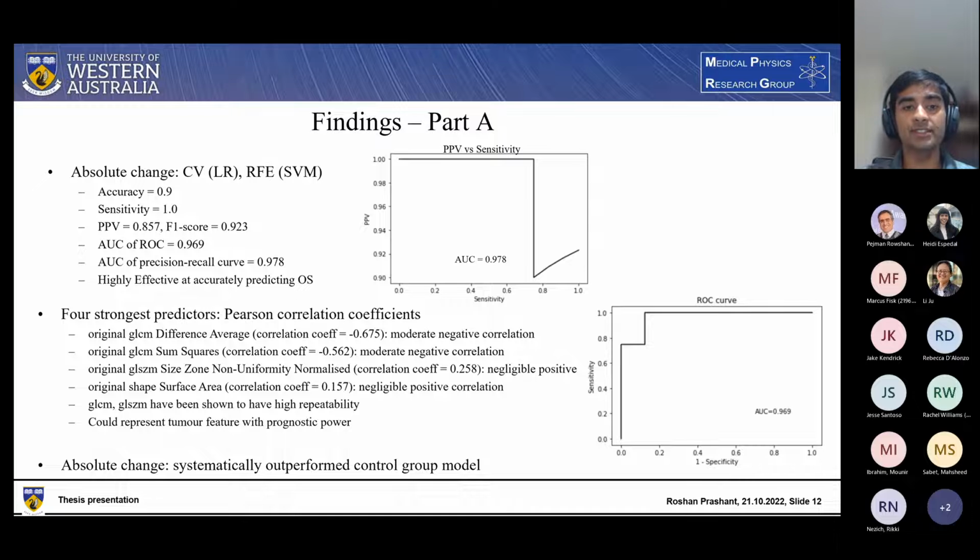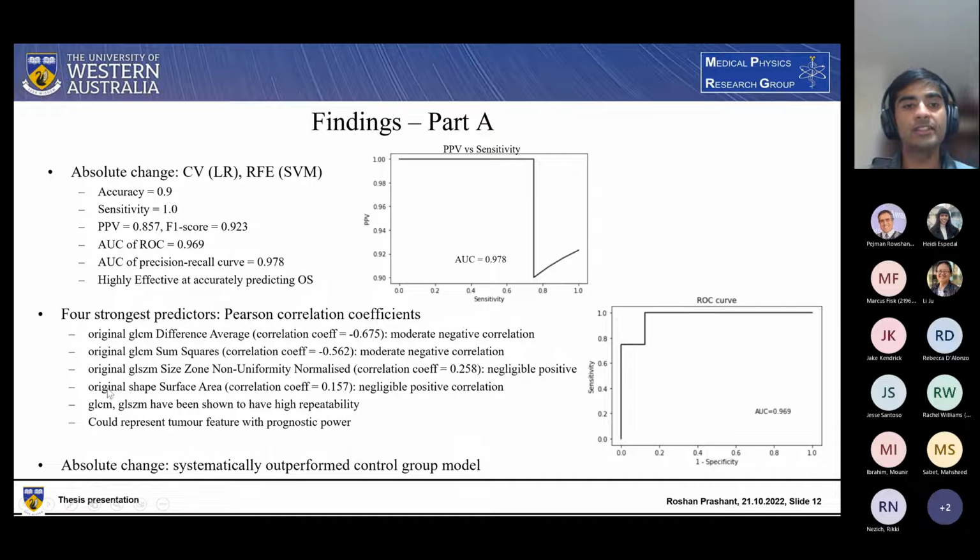Furthermore, the 4 strongest predictors that were picked out by the RFE algorithm were quantitatively analyzed using Pearson correlation coefficients. And it was found that the 2 GLCM features of difference average and sum squares had a moderate negative correlation, whereas the GLSZM and shape surface area features had a negligible positive correlation.